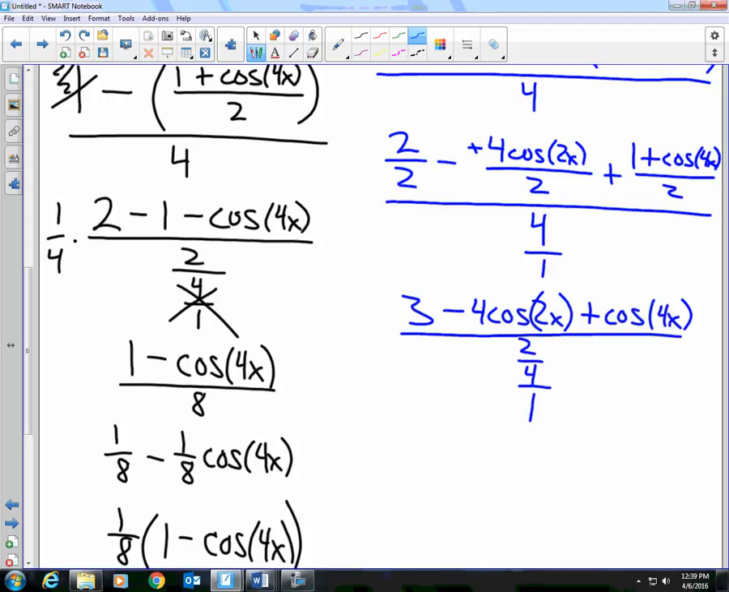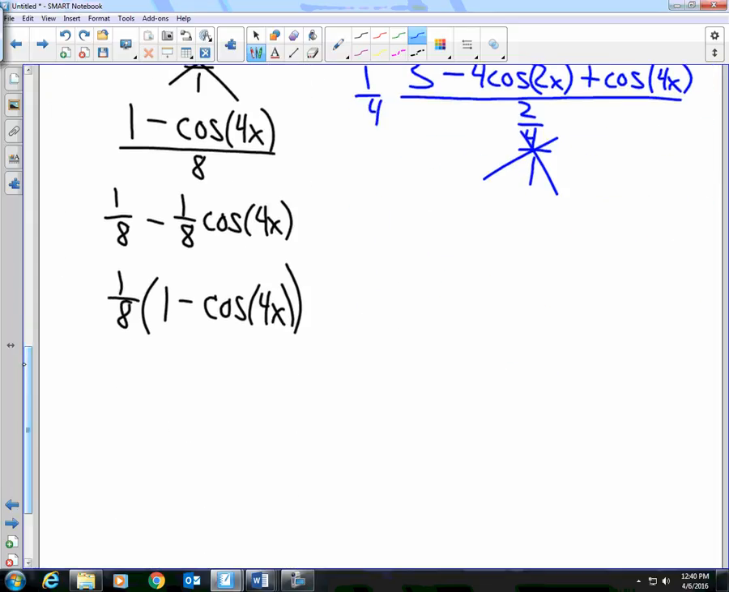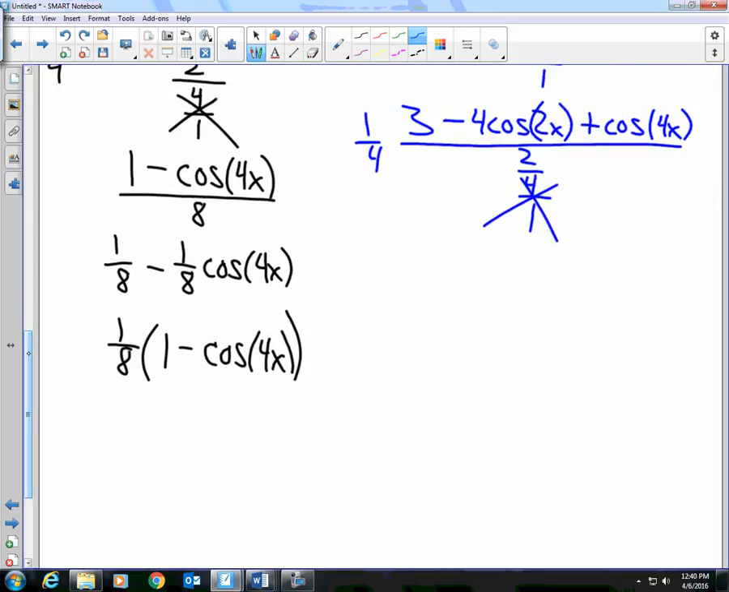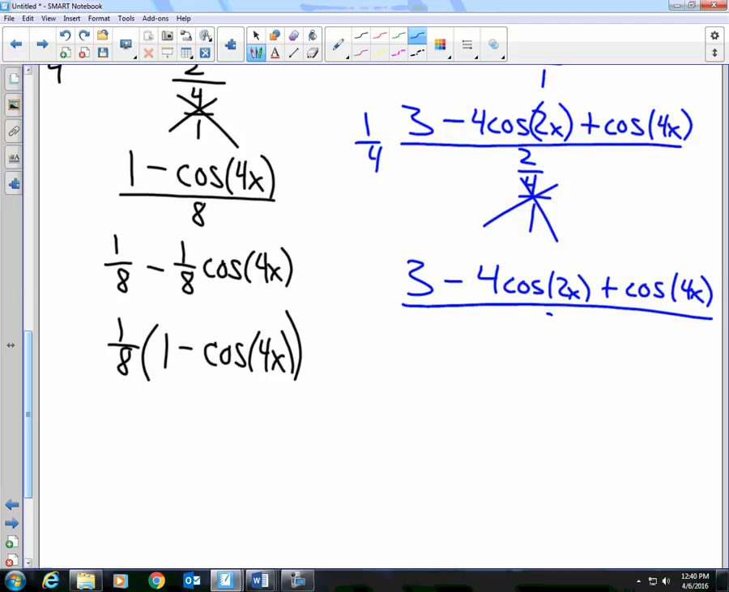And as you guys said right now, when you multiply by the reciprocal, you end up with 3 minus 4x. Whoop, or cosine of 2x. Plus cosine of 4x all over... Cosine 2x and cosine of 4x cannot be combined. No. Right? You can't add them, you can't multiply them.